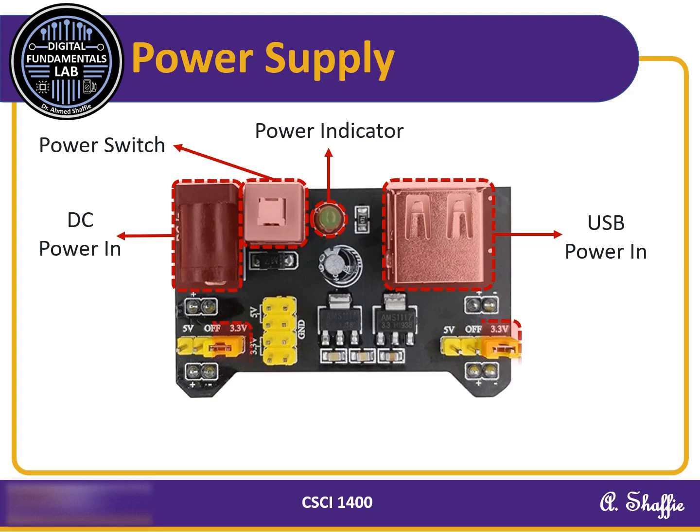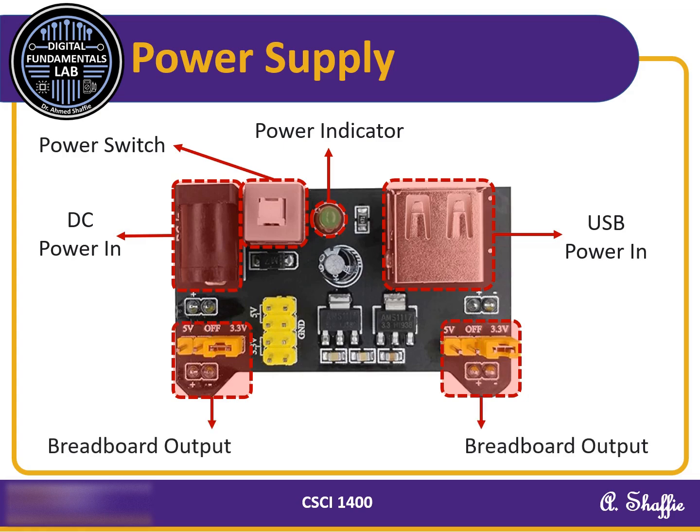The breadboard output pin distributes the power to your circuit. And finally, there is an extra output that can be used to power an additional device or something like a cooling fan. This flexibility makes the power supply a very important tool for a variety of circuit configurations.